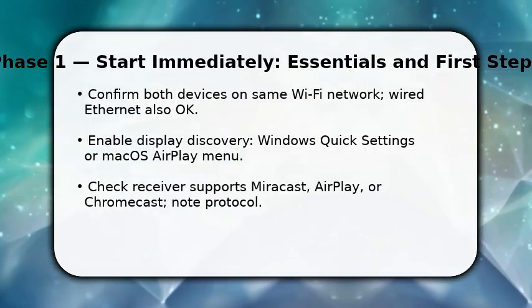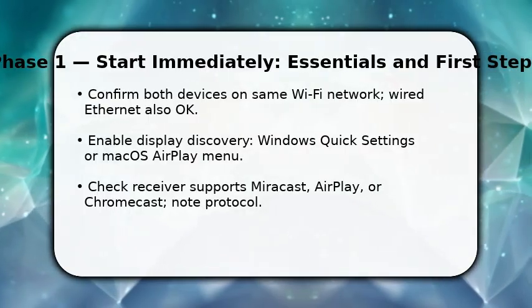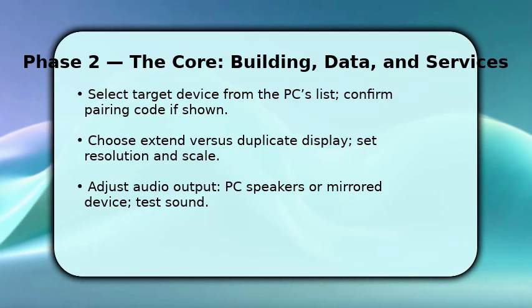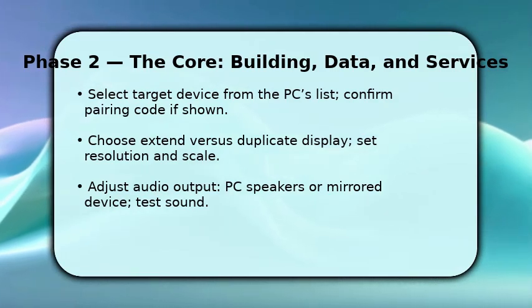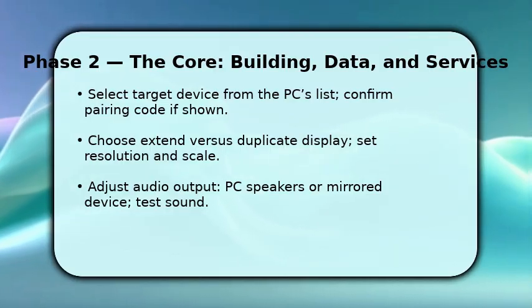If the receiver uses Miracast, AirPlay, or Chromecast, pick the matching option on your PC now and begin the device search. Once the receiver appears, select it and accept any pairing prompts. If a PIN shows, enter it on the PC to secure the link.